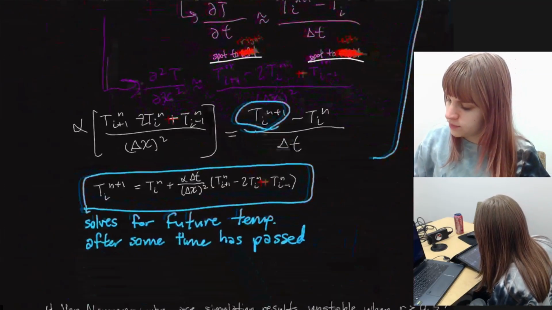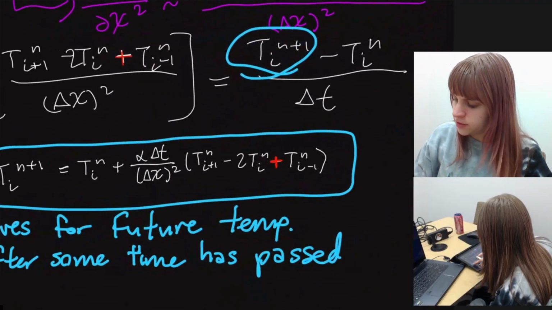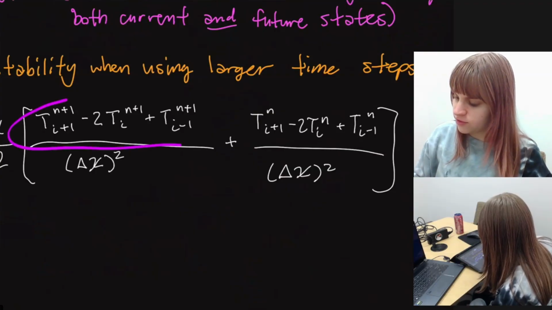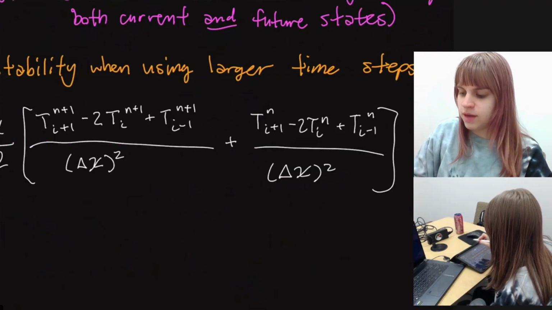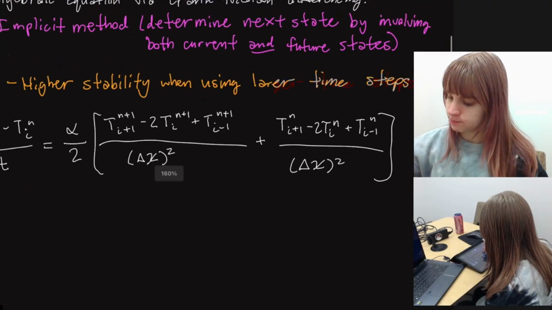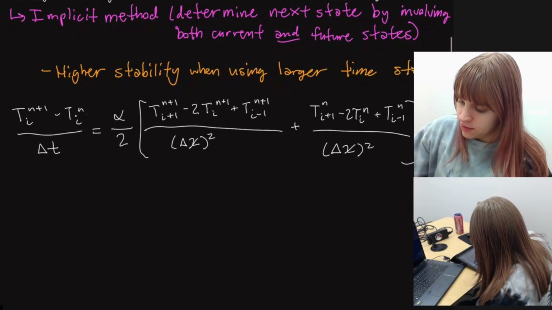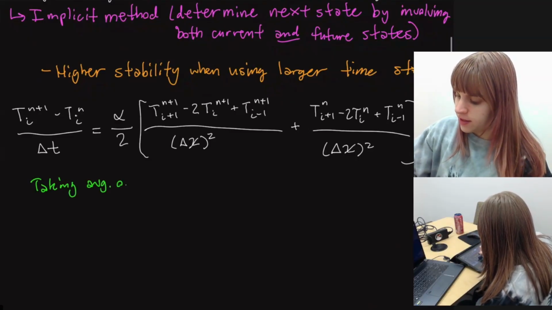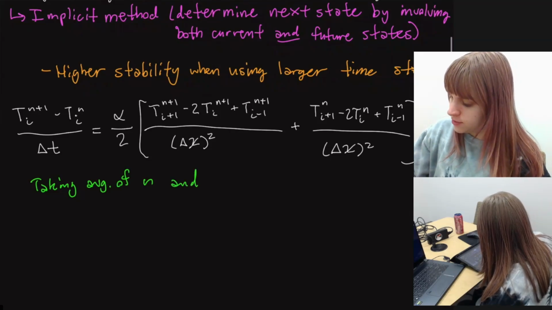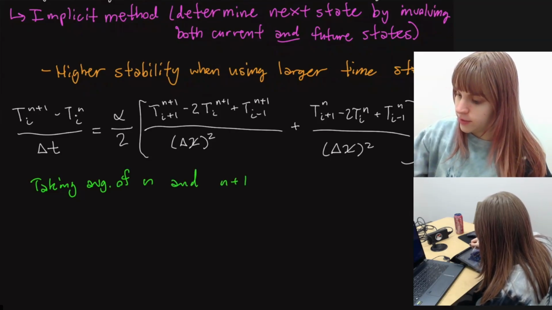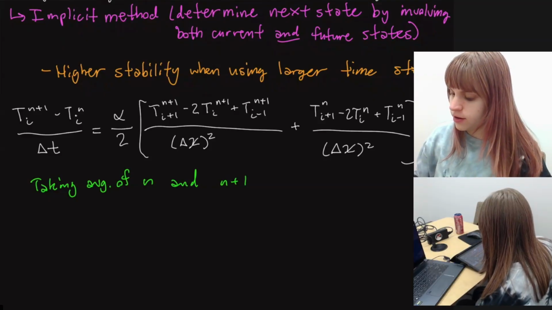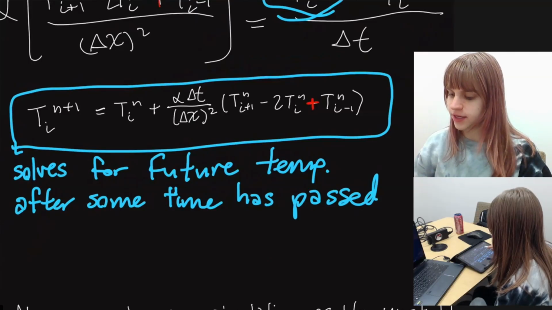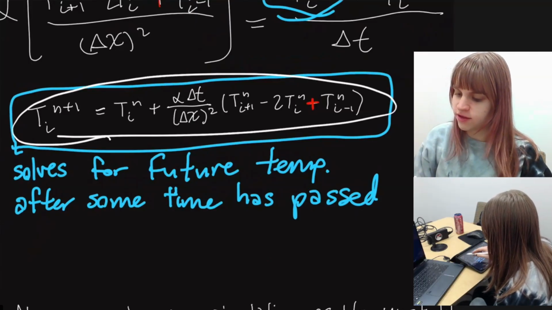As you can see, it looks a bit similar to what we had before, except we have these terms now. That is the main difference. And as I said, this is taking the average of n and n+1, so looking at where we are currently and where we are in the future. And then now I want to get it in a similar form to this one.